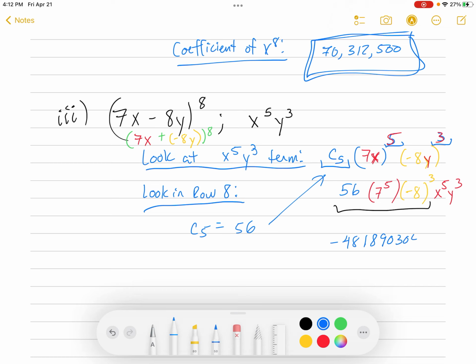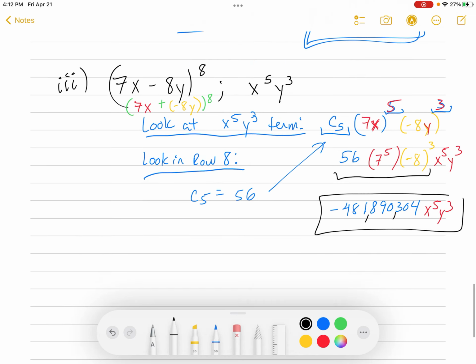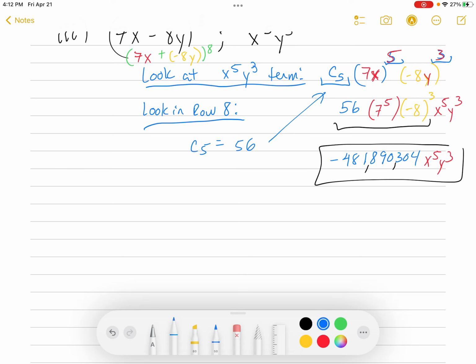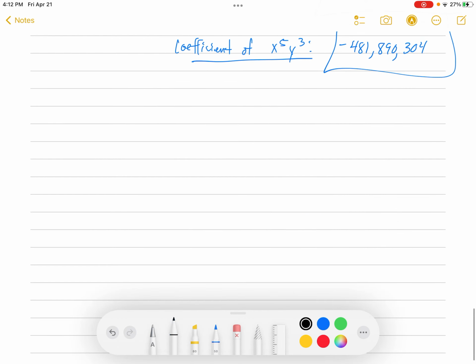That's going to give us a massive negative 481,890,304 x to the fifth, y to the third. So our coefficient of x to the fifth, y to the third is that blue number, negative 481,890,304.